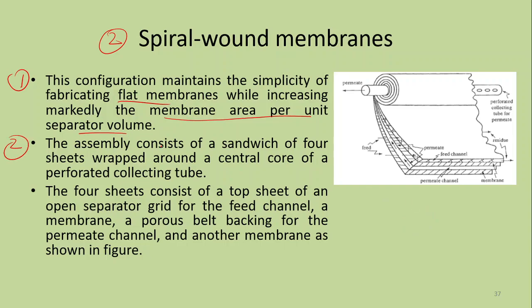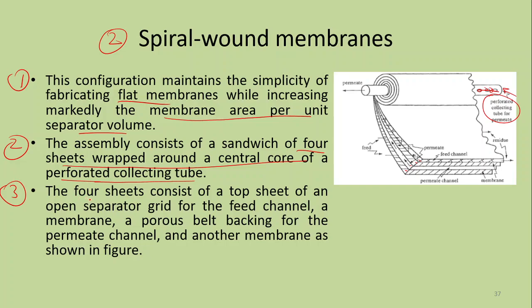This shows how the spiral wound membrane is assembled. They consist of a sandwich of 4 sheets wrapped around a central core of perforated collecting tubes. So that is simple. There are 4 sheets wrapped around a central perforated tube. You can see these are the perforations, and we have different sheets: 1, 2, 3, 4. Four different sheets are there.